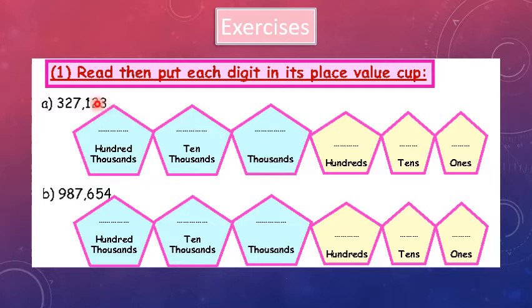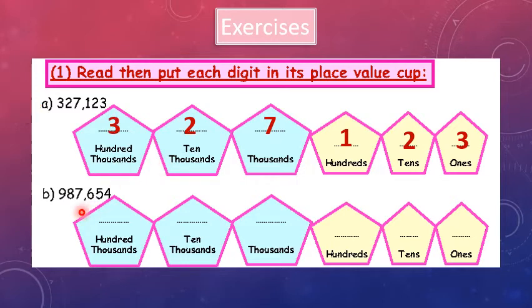Here we have ones, tens, hundreds, then put our comma which is called 1,000. This number is called 327,123. Then, beginning from ones place, we have 3 in ones, 2 in tens, 1 in hundreds, 7 in thousands, 2 in 10,000s, and 3 in 100,000s.